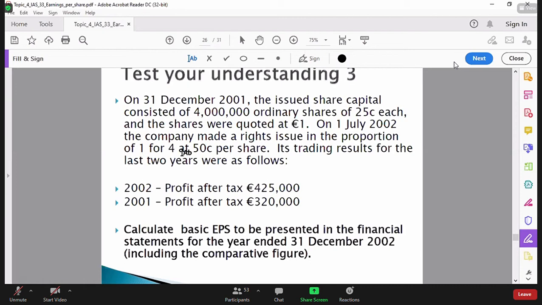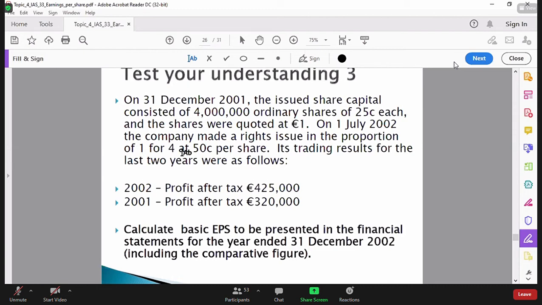The rights issue price is 50 cents. Okay? Its trading results for the last 2 years were as follows. So we are doing 2002. The accounting period for the question is 31st December. So 31st December 2002 profit 425,000. 31st December 2001 profit 320,000. Okay. Calculate basic EPS to be presented in the financial statements for the year ended 31st December 2002, including the comparative figure.